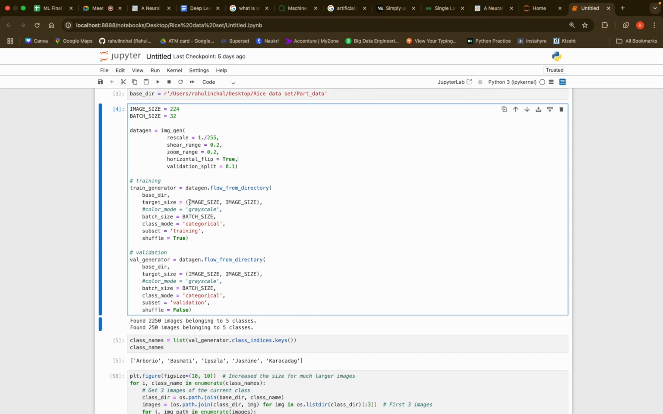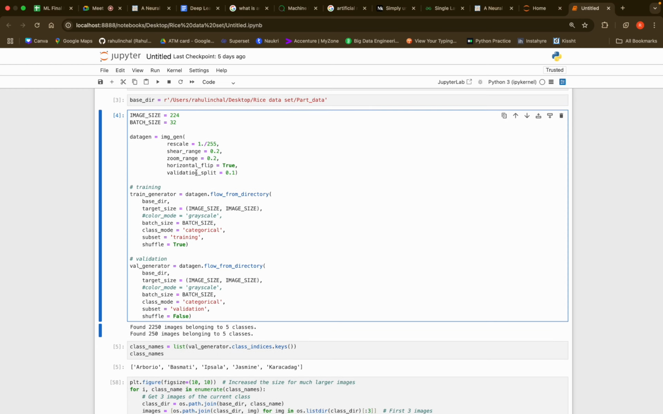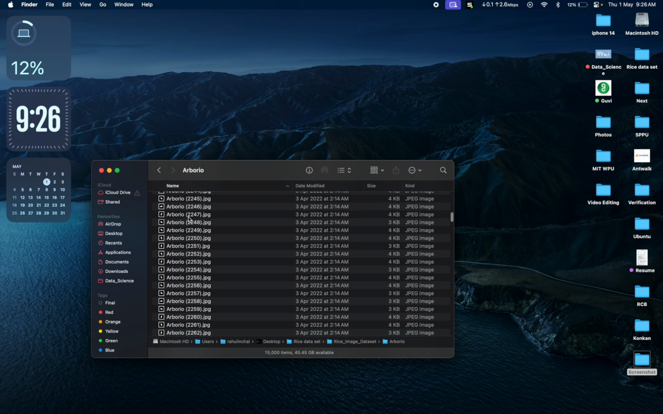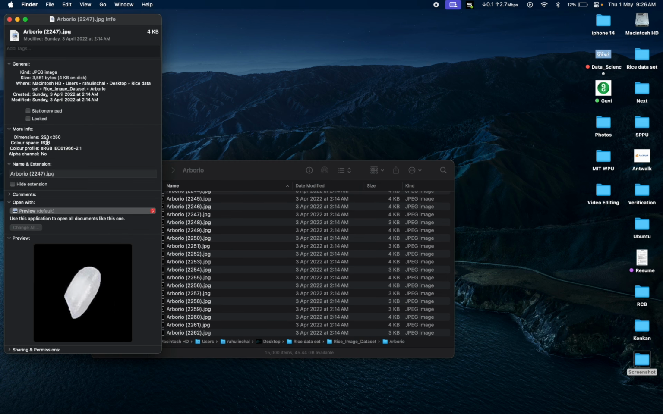In the train generator, for target size I have given image size by image size. I want to reduce all the pixels to 224 by 224. Batch size, color mode, it was grayscale. I kept it as grayscale because it looked like grayscale. But after some time I realized that if I go to the info part over here, I can see it is RGB. Even though it looks like grayscale to me, the default pixel is in RGB colors, and also the size was 250 by 250. But then again, this data is clean.